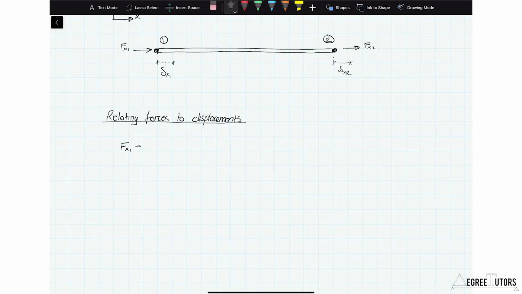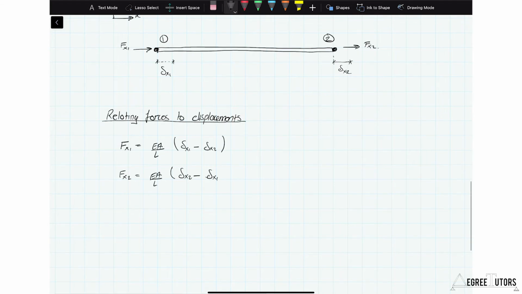Now, for our axially loaded bar, that's going to be EA over L for the stiffness times the displacement. Now, the displacement is going to be delta x1 minus delta x2, because we're essentially removing or subtracting the influence of the displacement at the other end. And similarly, we can say that Fx2 is again EA over L times, in this case, delta x2 minus delta x1, because again, we're removing that displacement at the other end of the bar.